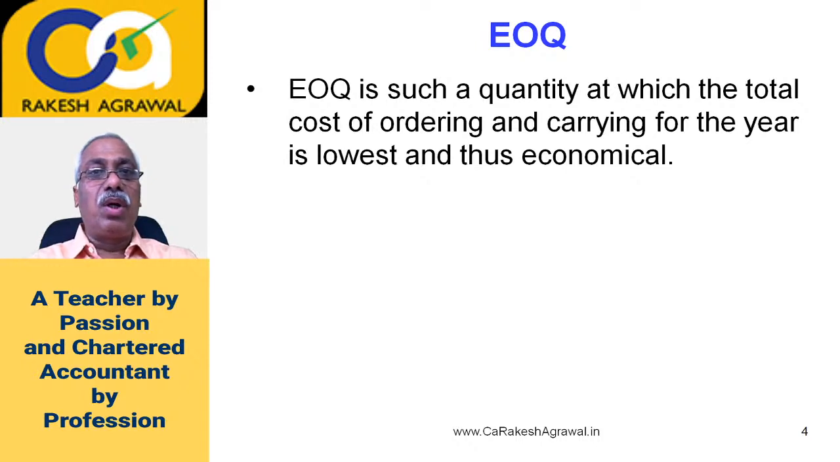EOQ stands for economic ordering quantity. EOQ is such a quantity at which the total cost of ordering and carrying for the whole year is lowest, and therefore such quantity is economical. Now all of you are aware that we have to place an order of raw material to our supplier. Now we have to decide at the time of ordering to the supplier how much quantity we should order. For example, we may need 10,000 units of raw material in a year.